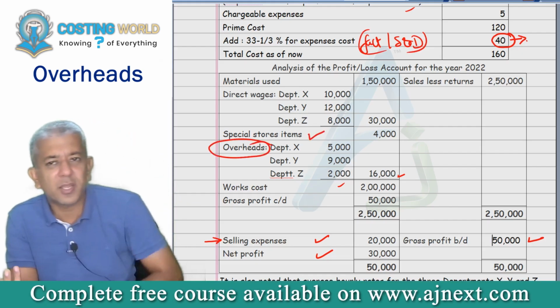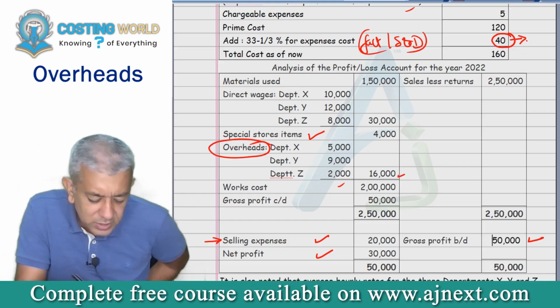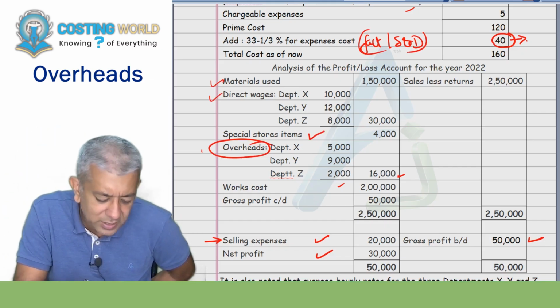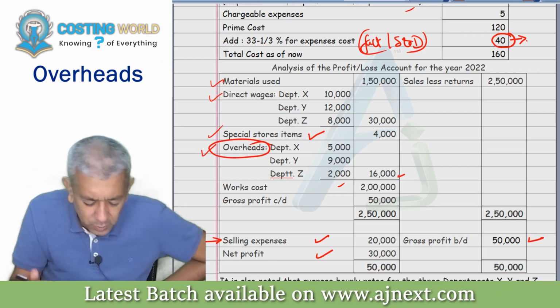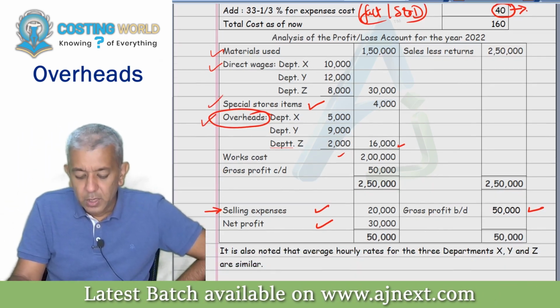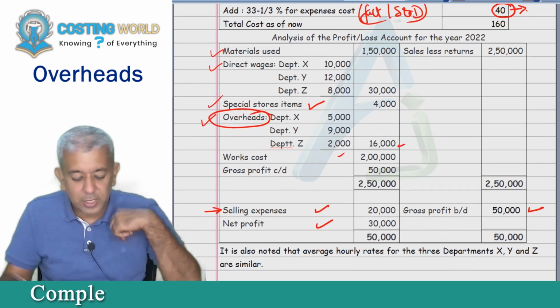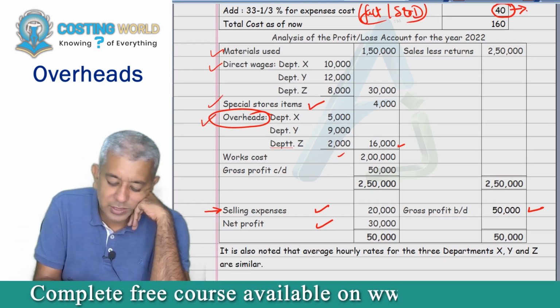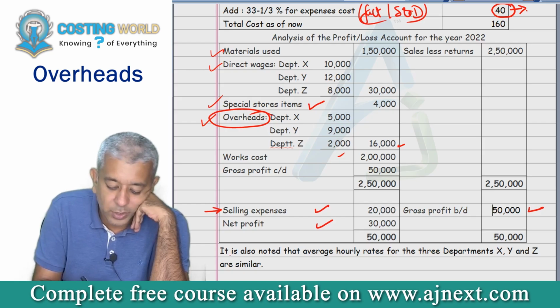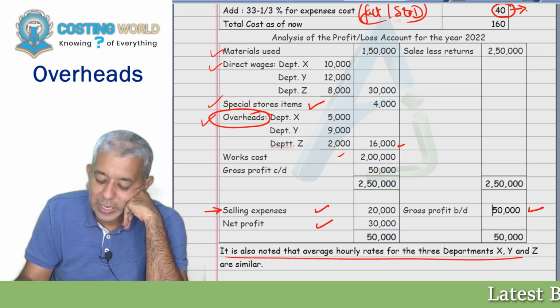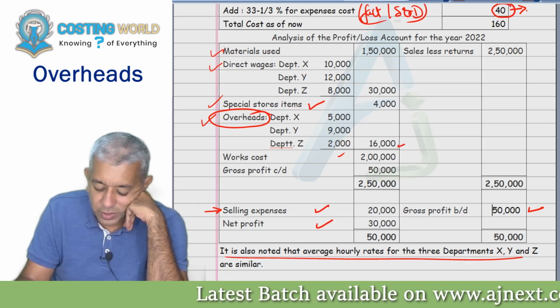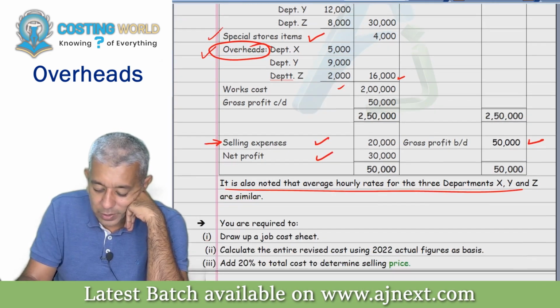Okay. Somebody can be asking, sir, what is this? It could be something like your direct expenses, I think. Because direct material is here, direct labor is here, factory overheads is here. So therefore, this could be kind of your direct expenses. It might be. Okay. So net profit is this much. It is also noted that average hourly wage rates for the three departments X, Y, and Z are similar. Okay.